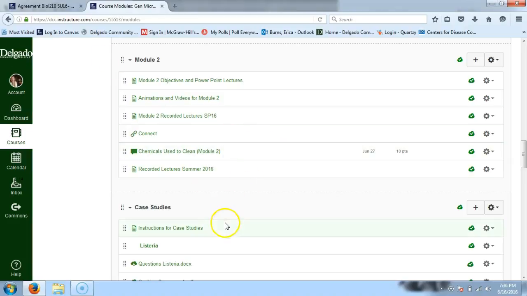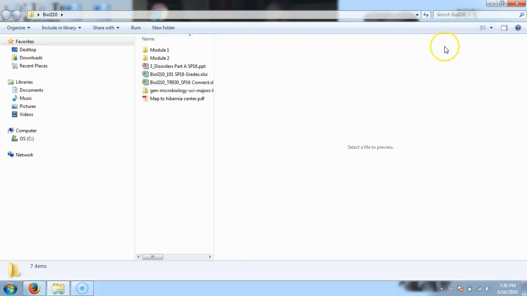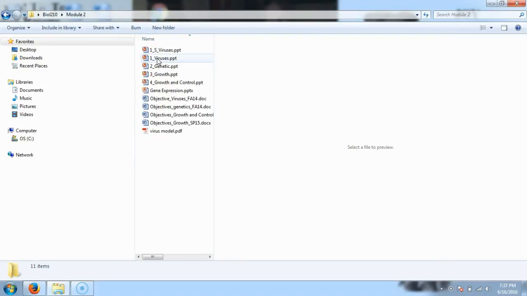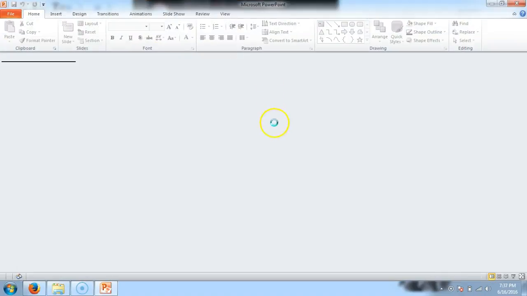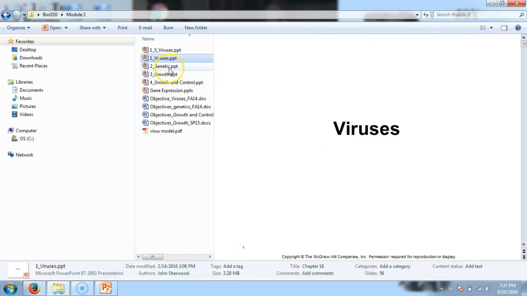All right, so moving on to finishing up where we left off last time, which was viruses. So we made our cute little virus models, right? We had fun with that. And so we'll finish up viruses, and we're going to start on genetics. Genetics is usually kind of the tough stuff, which is why I usually deal with it first. And then the last two topics are growth, and then I continue talking about growth, but then I add in control.